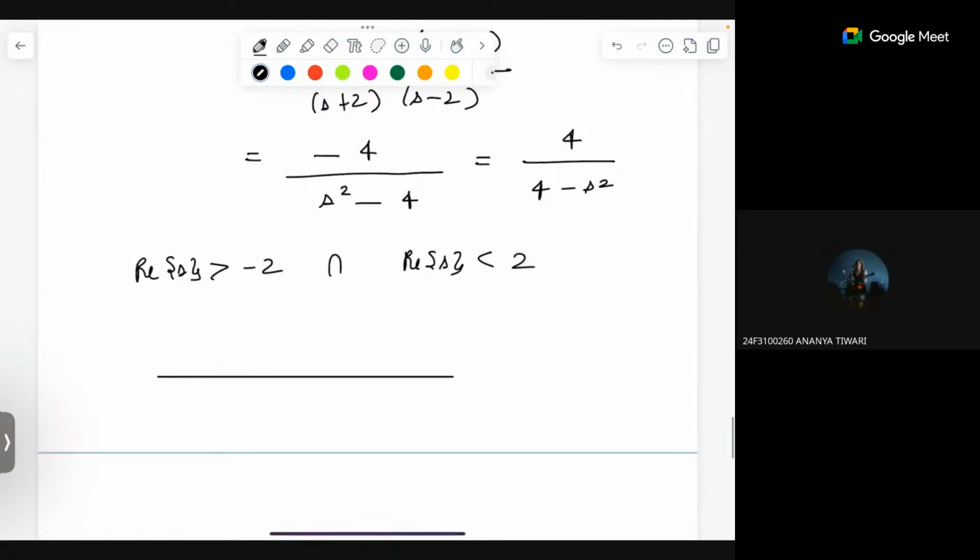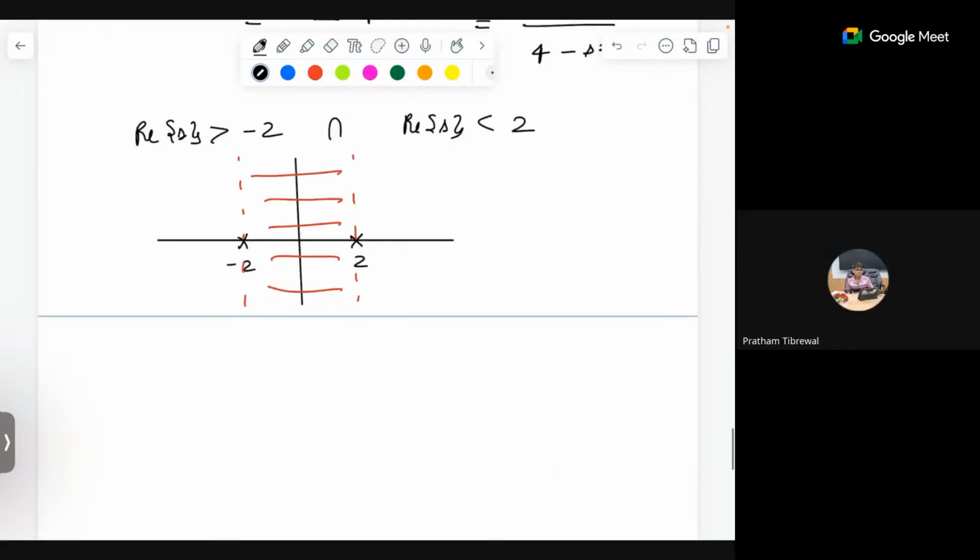So let us draw our s plane. I have one pole at minus 2, another pole at 2. ROC is greater than minus 2, less than 2. So this is the ROC, which is a rectangular strip. Is this clear? Yes, ma'am. Okay, next question.